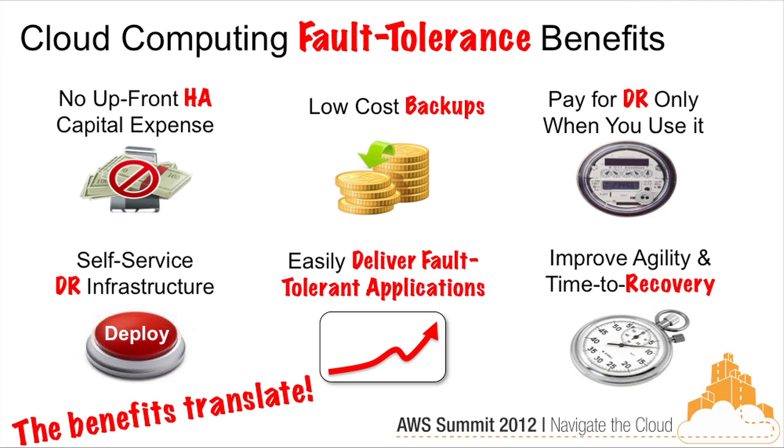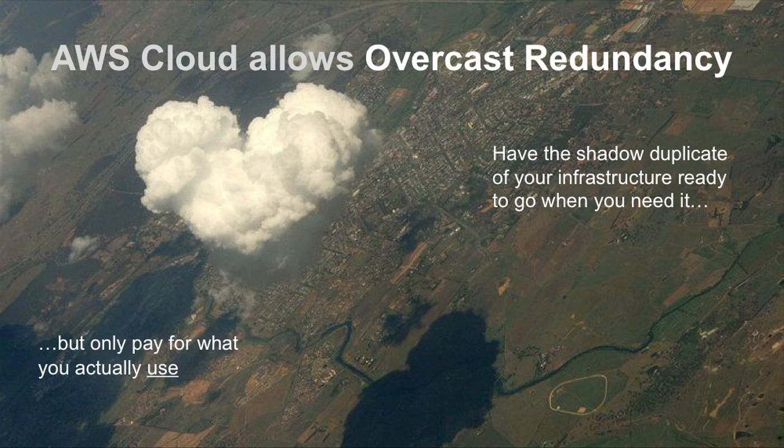One way that we've been trying to help people understand it is that the AWS Cloud allows you to overcast a little bit. You get this shadow infrastructure that's there. We've built a pile of machines.